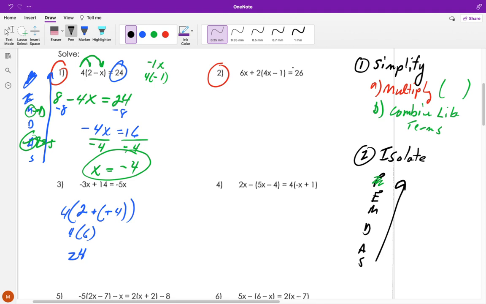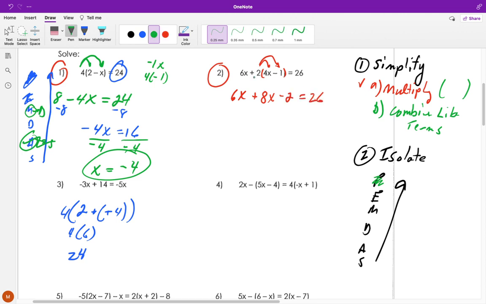All right, so now when we do number 2, we look and say, okay, what can we simplify first? Well, I see the parentheses. So once again, right away, I know I'm going to have to multiply. So I'm going to distribute this in. So now I get 6x plus 2 times 4x, which is 8x, and 2 times negative 1, which is minus 2. And now I did the multiplying.